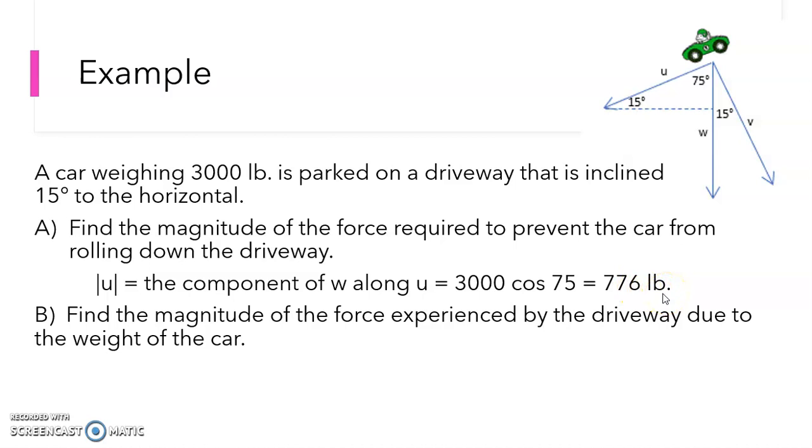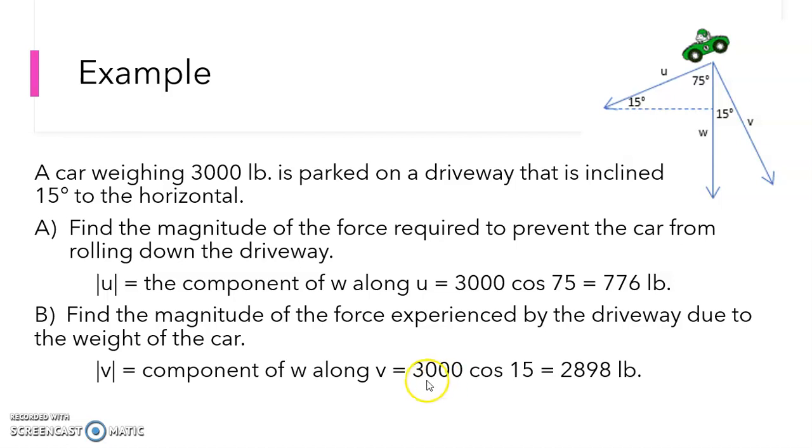Now we're going to do something similar, but I need to find the component of W along V to find the weight experienced by the driveway. Okay, so pause the video, see if you can do that, and then press play to see if you're right. So what I did is I did 3,000, which is the magnitude of W, times the cosine of 15, because that's the angle between the two vectors, and that's 2,898 pounds.